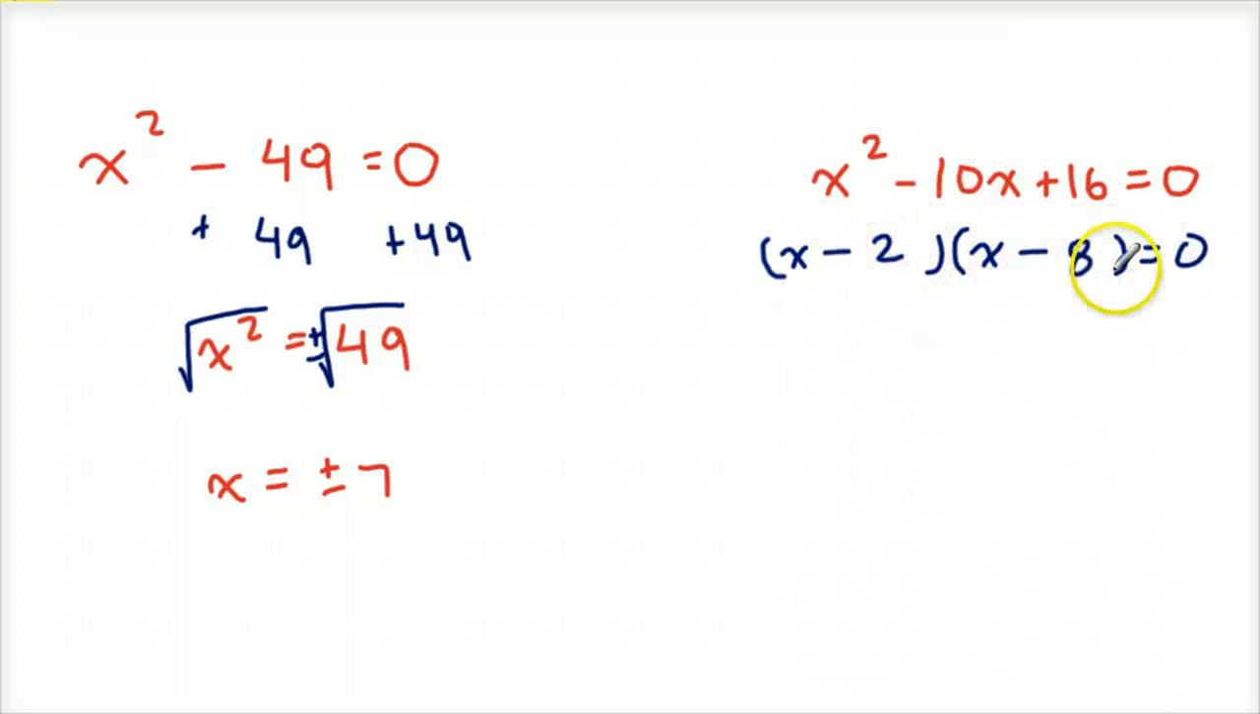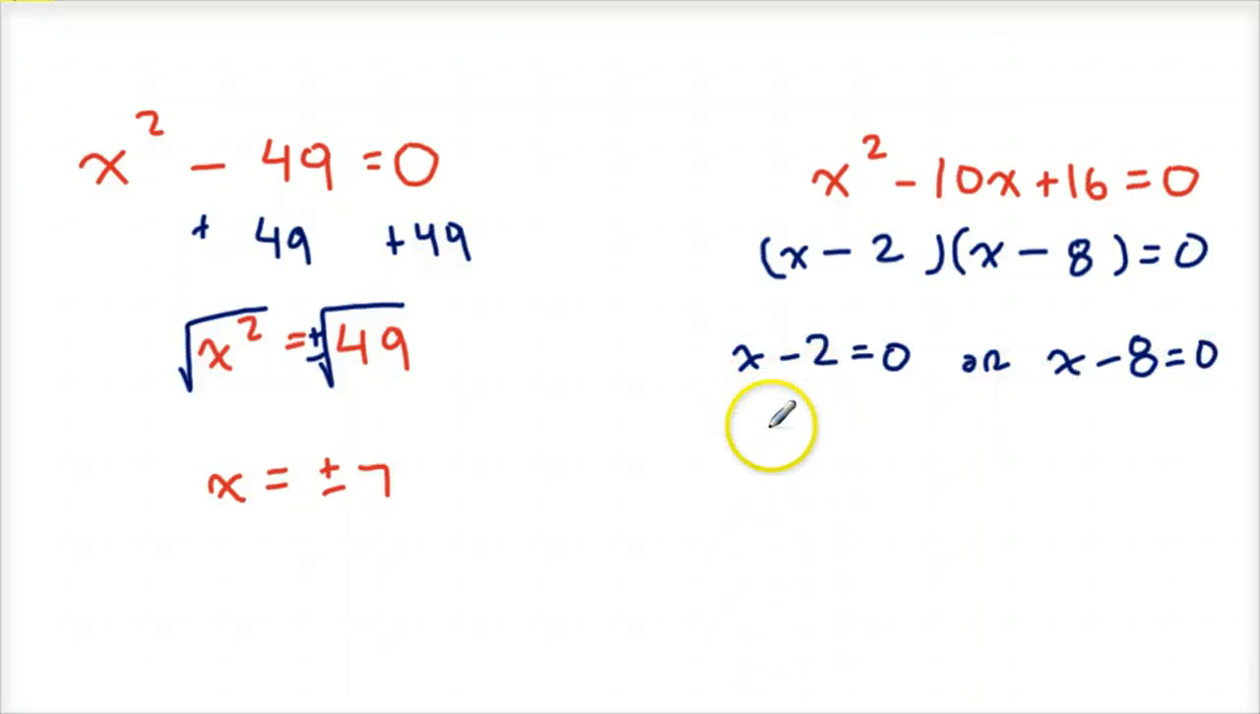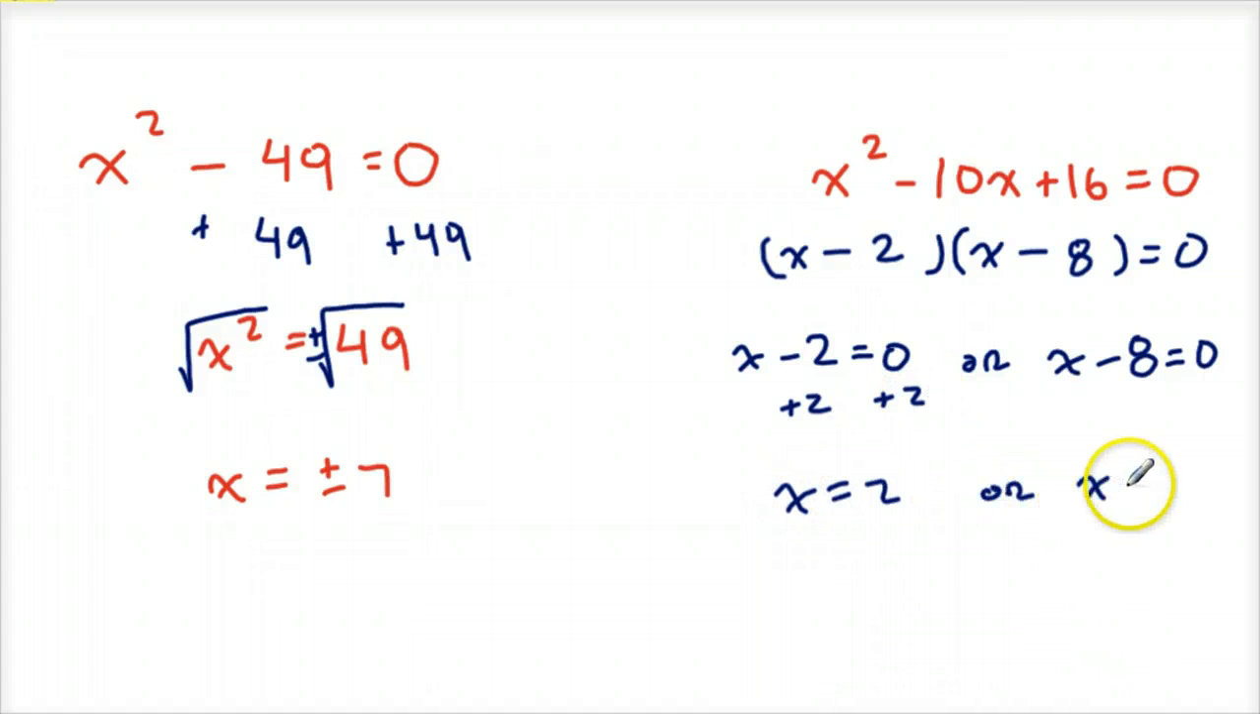So now I have my factored trinomial, and then I'm going to use something called the zero product property, which says that if these 2 things multiply together equal 0, that means one or the other equals 0. So now I can solve for each one of these. I'm going to add 2 to each side here. So x equals 2, or, adding 8 to each side, x equals positive 8. So those are my 2 answers that I get for this quadratic.